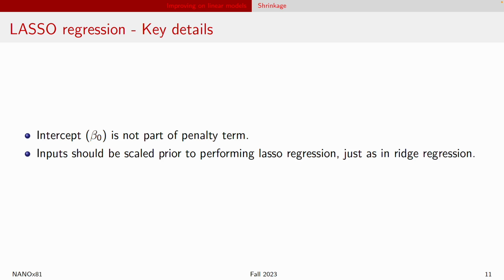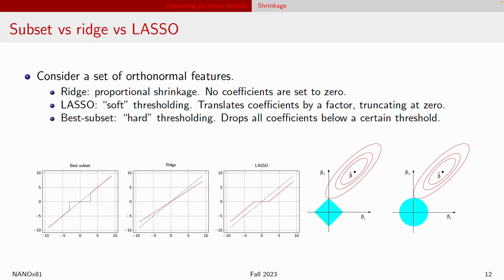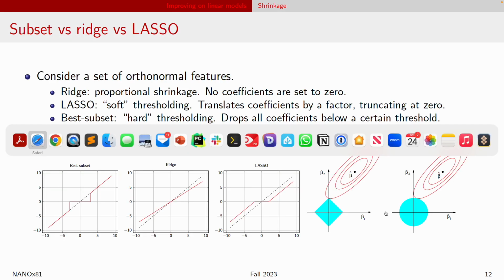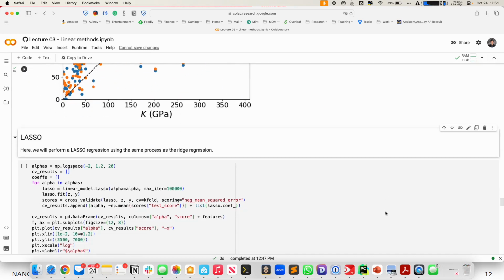Again, I just want to state this again because it is very important. One, your intercept term is never part of the penalty term, and second, your inputs must be scaled before performing lasso regression. Both of them work on the same principle. If you do not scale your inputs, you are basically going to get the wrong results from your lasso regression. All right, so let's see what happens when we do lasso.